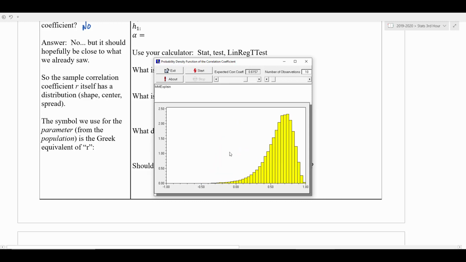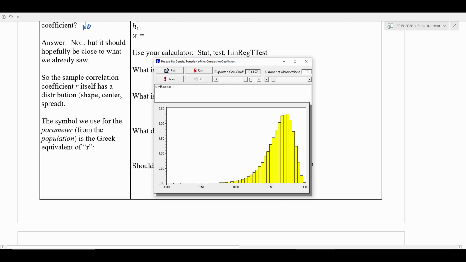And stop. Take a look at what happened here. If we look at the center, we expected 0.6, and the center of this distribution is clearly at 0.6. And look at the shape. It's no longer normal. It is skewed off to the left. The reason that happens is that correlation coefficients can't be any bigger than 1. So it's got a lot of room to spread out and have variation over here on the left, but it doesn't have a whole lot of room over here on the right. So it automatically skews as the population correlation coefficient gets closer to 1.